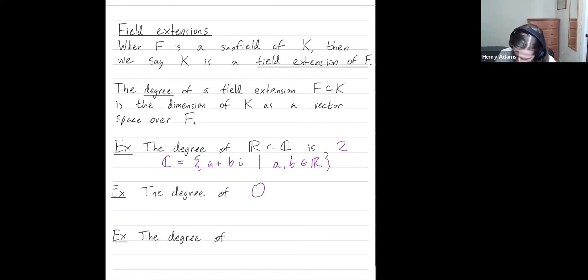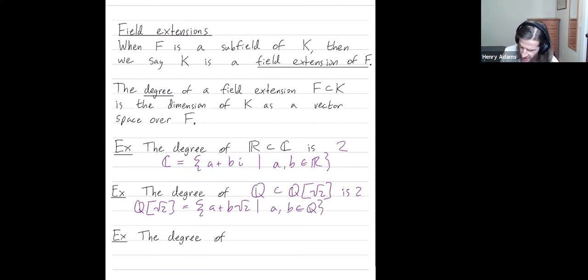All right, the degree of the rationals contained in the rationals adjoined the square root of 2 is also 2. And that's because you can write the rationals adjoin the square root of 2 as the set of all things of the form a plus b square root of 2, where a and b are rationals. So again, our vector space has dimension 2. The two basis elements are this hidden 1 here and the square root of 2. By contrast, the degree of Q contained in the rationals adjoin the cube root of 2 is 3.